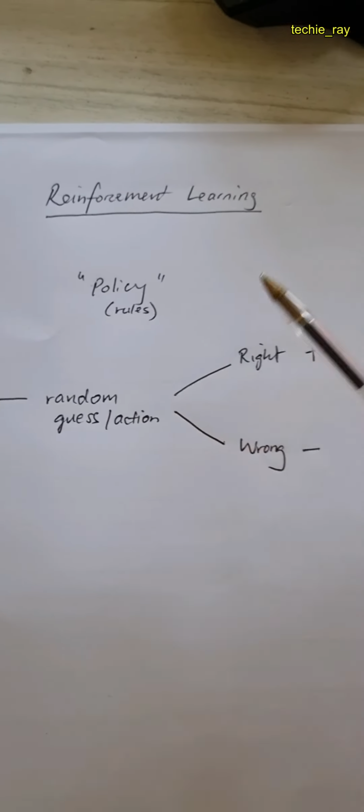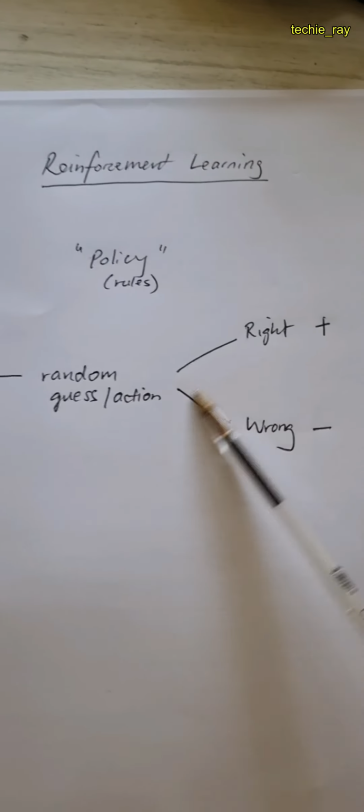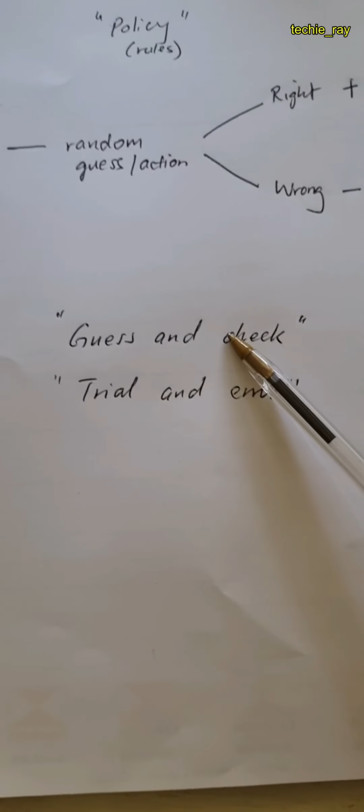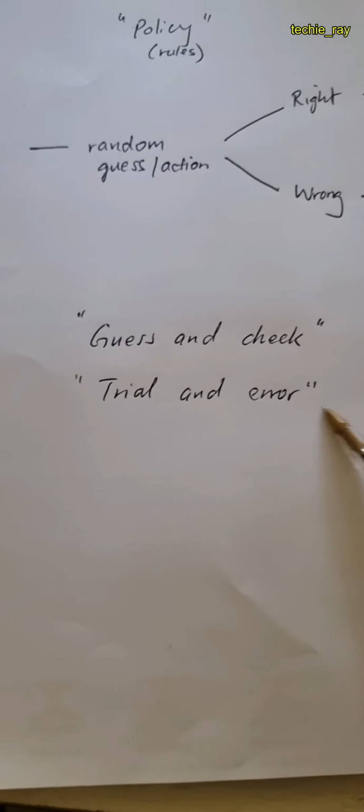Reinforcement learning is when you give an AI a policy that sets out rules of what it can and cannot do, and also the goals that it should achieve. The AI then takes random guesses or actions that try to achieve the policy goals. If it gets close to them, it's rewarded. If it gets away from the goals, it's penalized. And this system basically incentivizes the AI to maximize actions that get the most reward and minimize actions that get penalized. Reinforcement learning is basically guess and check, or trial and error.